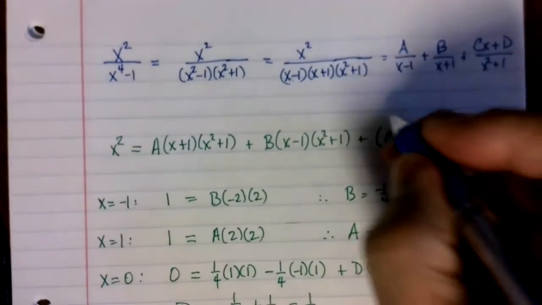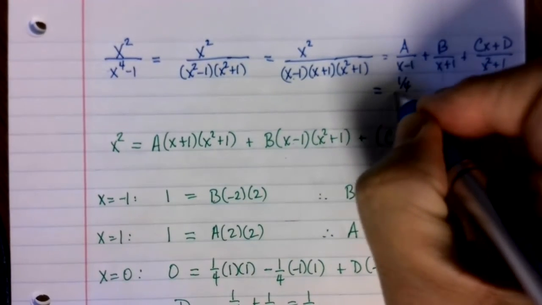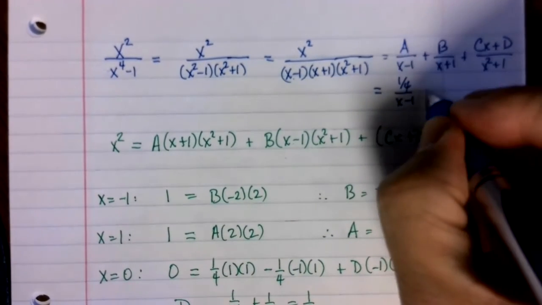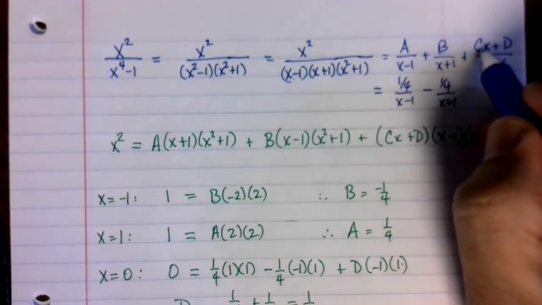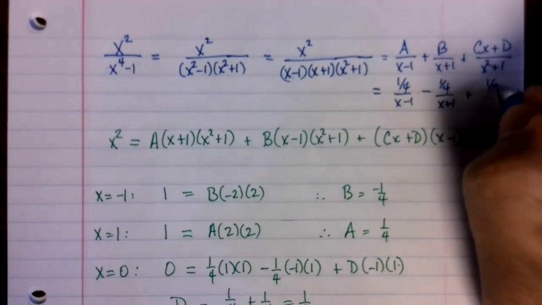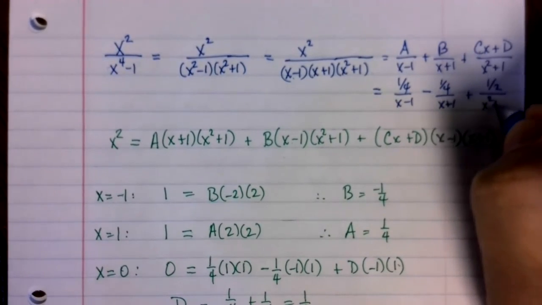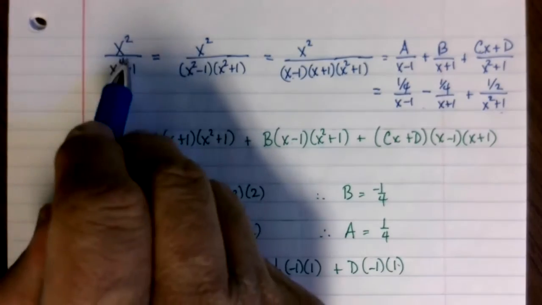And so coming back up here, we find that A was 1/4 over x minus 1, then minus a fourth over x plus 1. C was 0, and D was a half. So plus 1/2 over x squared plus 1. And that is the decomposition of this rational function.